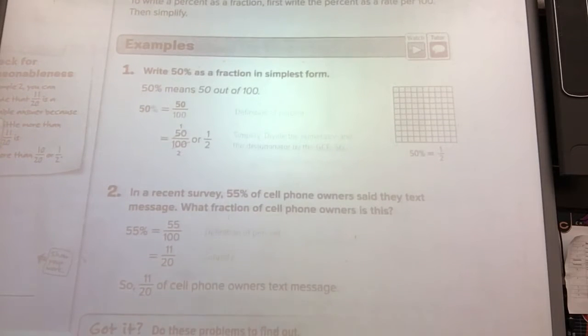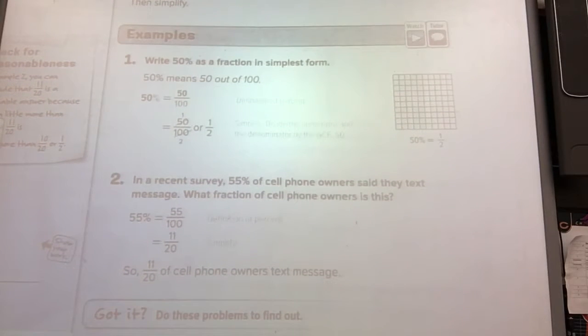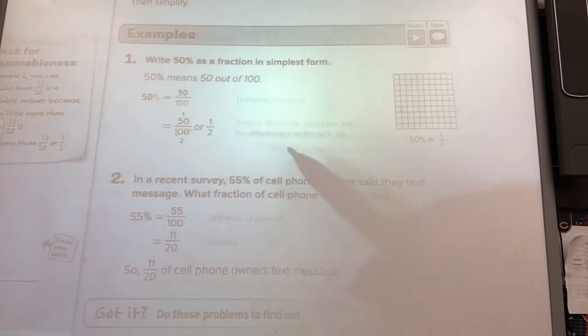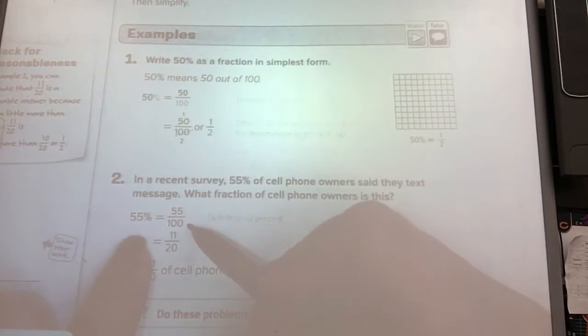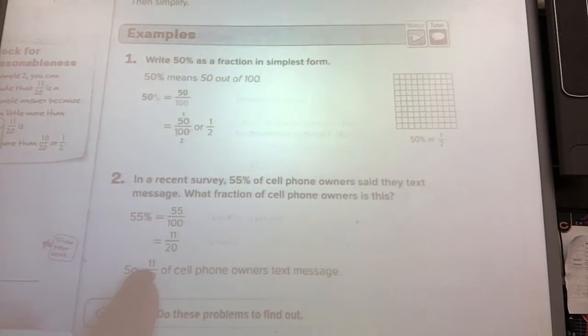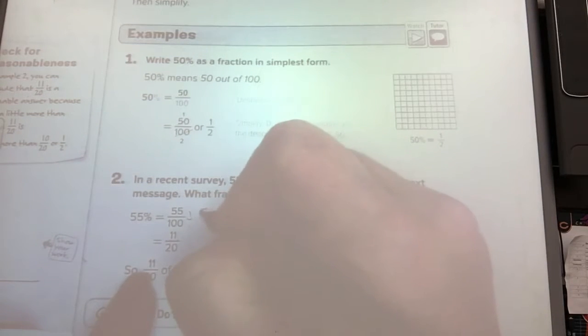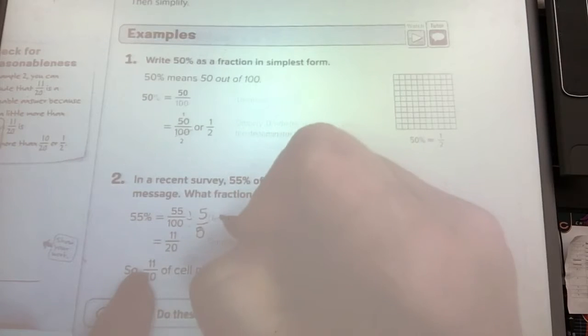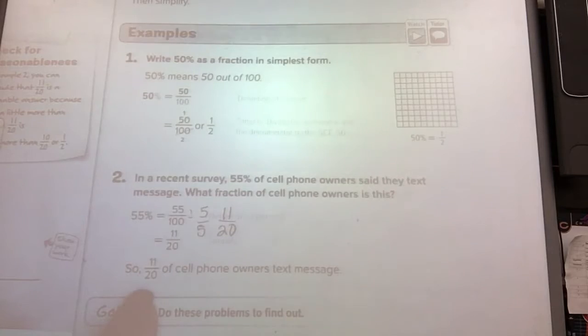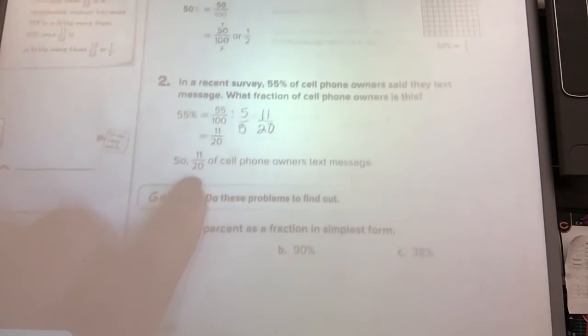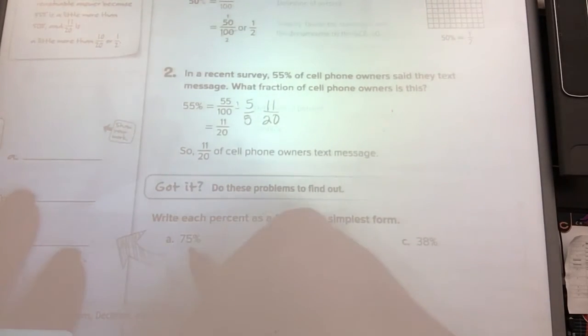In a recent survey, 55% of cell phone users said they text message. What fraction of cell phone users is this? 55%, 55 out of 100. And then I believe they reduced, probably dividing by 5. And that's how they got 11 out of 20. So divide by 5 on the top and the bottom, and you would get 11/20, which is what they gave you right here. So all you have to do with percents is write them over 100.